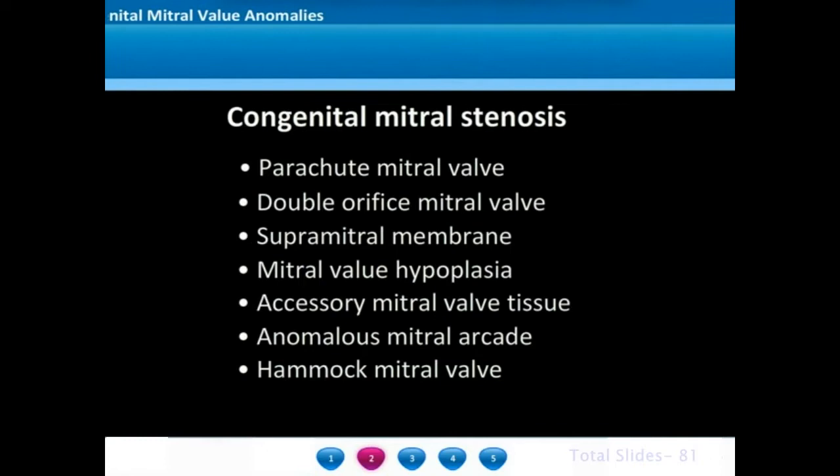chordae are attached to a single papillary muscle, a double orifice mitral valve, where there are two orifices, both of which are anatomically smaller, so giving a smaller valve area, a supramitral ring or a supramitral membrane, mitral valve hypoplasia, accessory mitral valve tissue which protrudes into the mitral valve inflow region, or anomalous mitral arcade or hammock mitral valve.